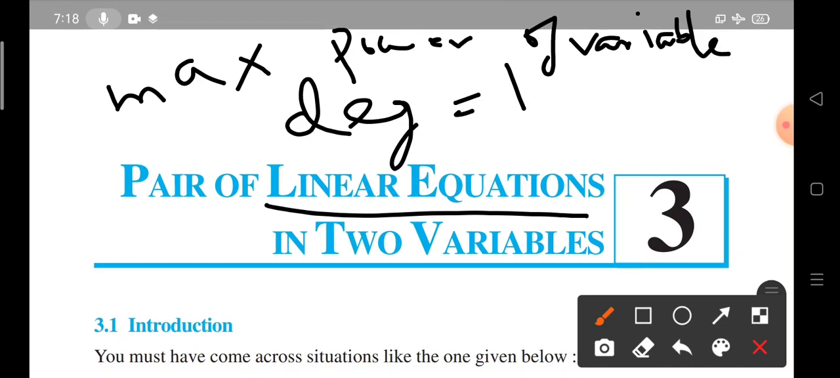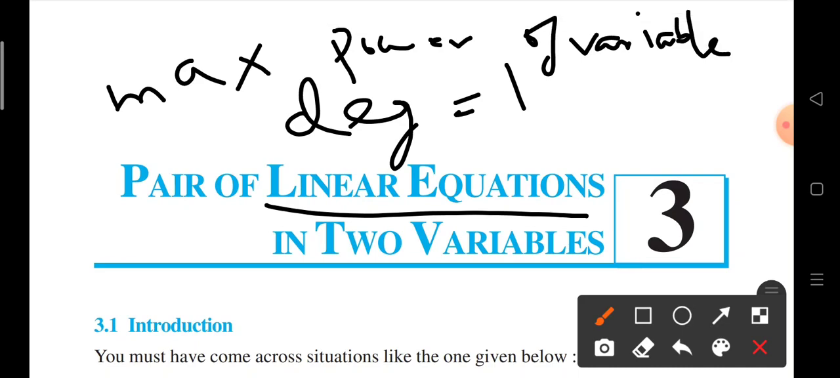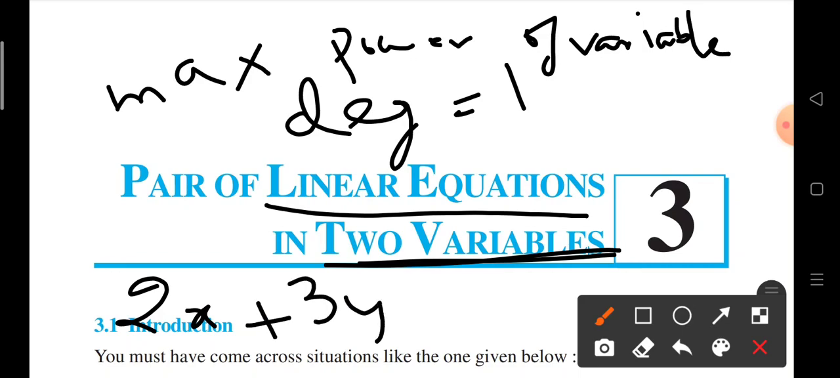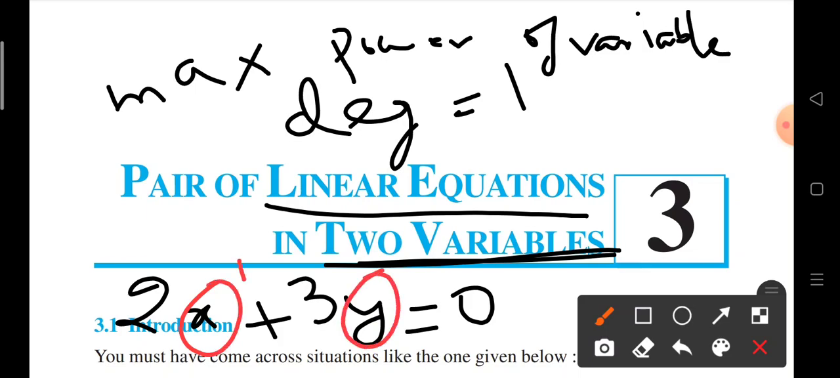Now what is a variable? There are two variables. Why two variables? Let us take an example, 2x plus 3y is equal to 0. Here the two variables are x and y, and the maximum power of the variable in this equation is 1.